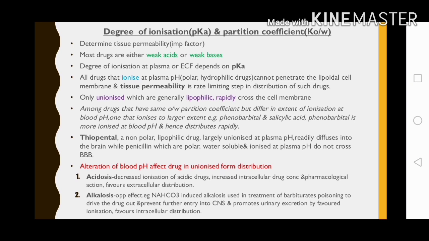Example, sodium bicarbonate induced alkalosis in treatment of barbiturate poisoning to drive the drug out and prevent further entry into the CNS, and promotes urinary excretion by favored ionization. It also favors intracellular distribution. So, to summarize, whenever the pH of the blood is altered, whether it turns on the acidic or more basic side, the degree of ionization also gets affected.